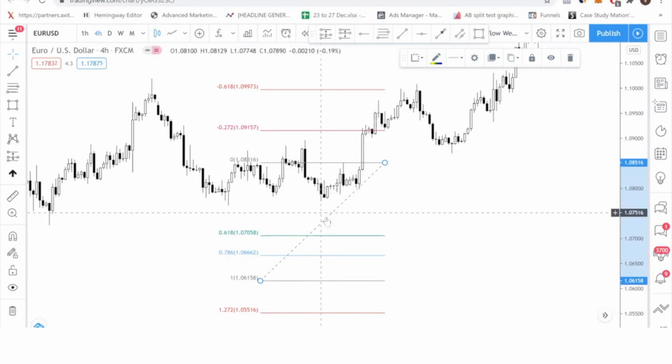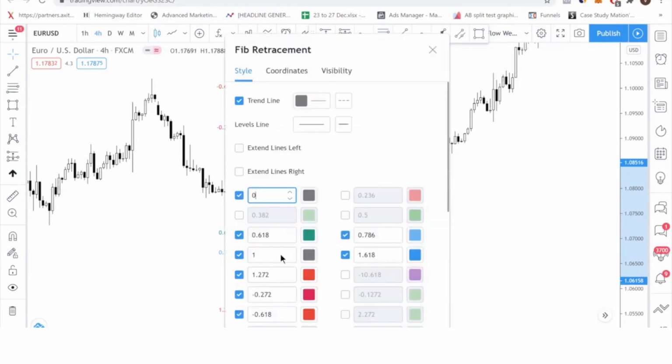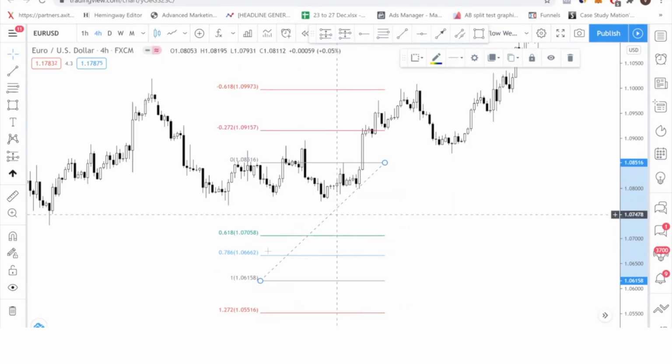So you can pause this video, take note of these levels, and just input them into your TradingView, or you can input them into your MetaTrader. It doesn't matter. Just get these values down and put them into your Fibonacci retracement tool. In this case, as I mentioned, we just want to focus on the 0.618 and the 0.786.